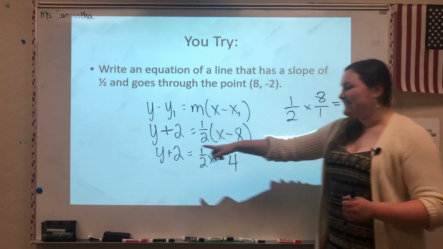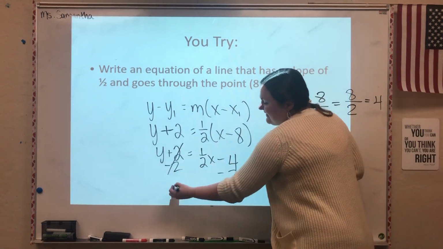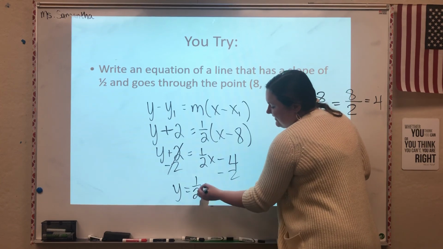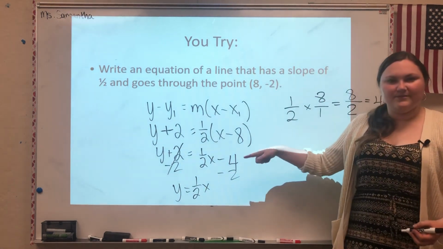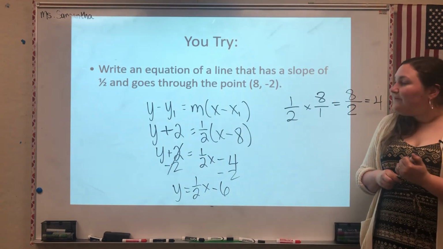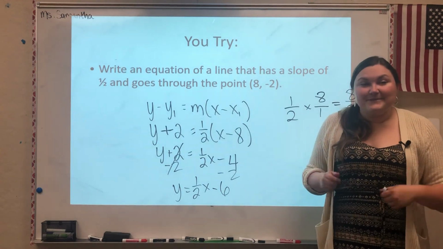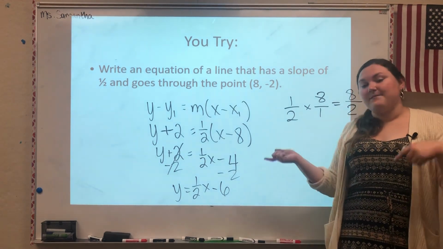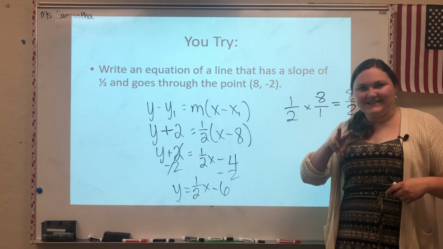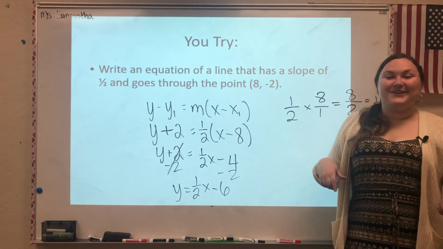The last step is to get y by itself by subtracting 2 on both sides. That's going to leave you with y equals 1/2 x, and then -4 minus 2 gives you -6. Hopefully you're feeling pretty good about these. Make sure you do the homework on this assignment to get some practice, because what we're doing tomorrow, remember, is part 2 of this lesson. And we're going to be using all of these fun skills to help us learn some more problems.